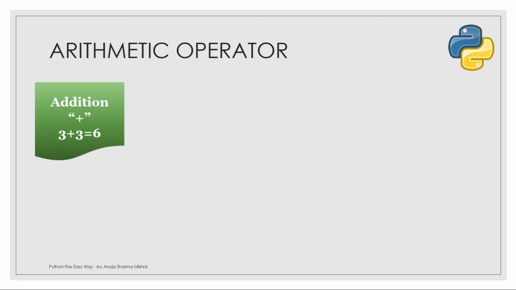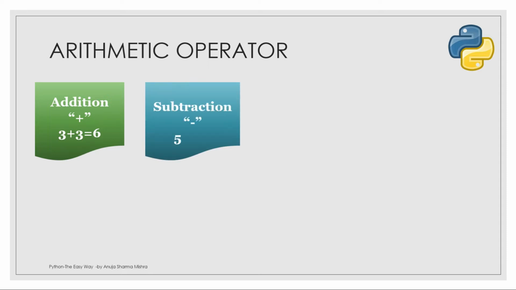So you all have heard about addition. A simple plus sign is used for arithmetic addition in Python language, as we do in normal mathematics. So 3 plus 3 will always give you 6. If you want to add two variables, you can use A plus B. If you are adding integers, like A is 3 and B is also 3, and you say A plus B, you will get the result 6.